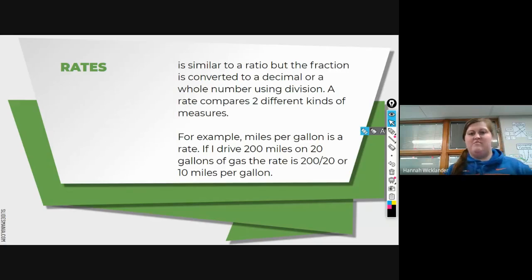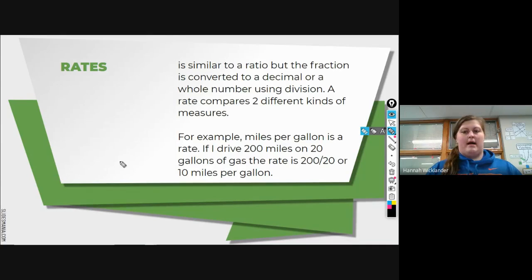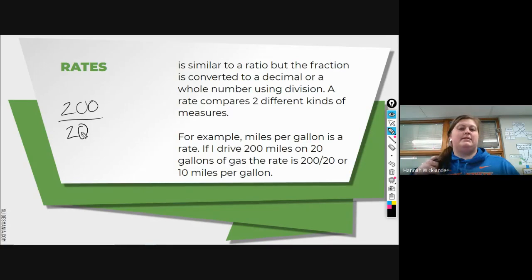Here's two different kinds of measures. For example, miles per gallon is a rate because it's two different measures, miles and gallons. So I'm going to write miles per gallon. The division sign means per. And then to solve, I'm going to simplify using division. So in my calculator, I'm going to do 200 divided by 20. Plug that in, and I get 10 miles per gallon.